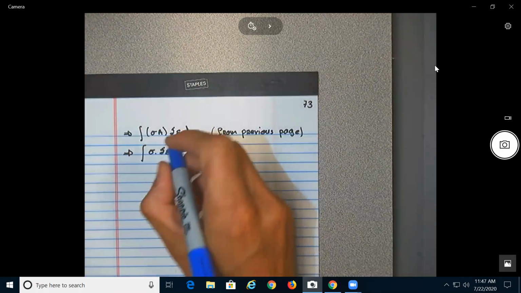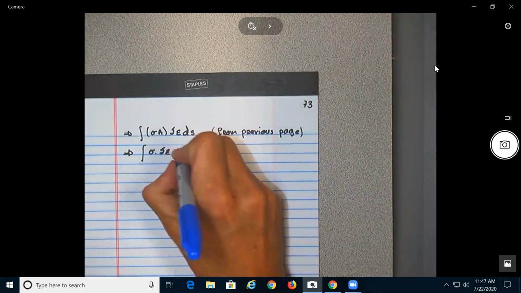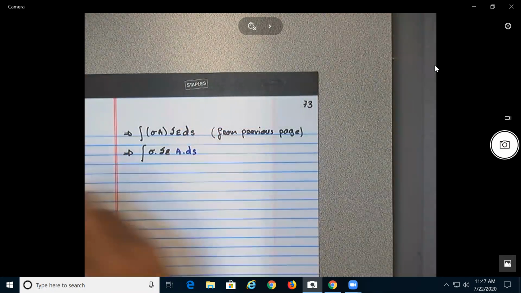And then what I'm going to put over here is the two terms A and ds together.